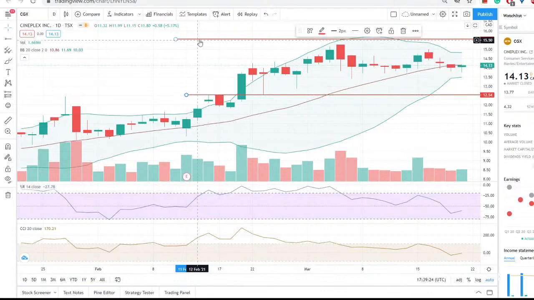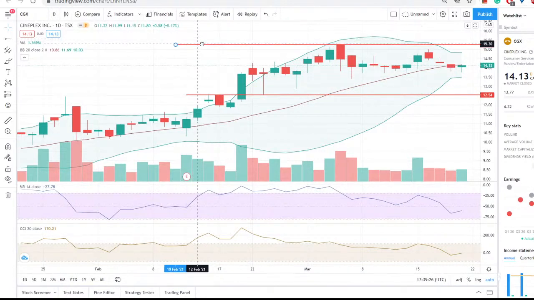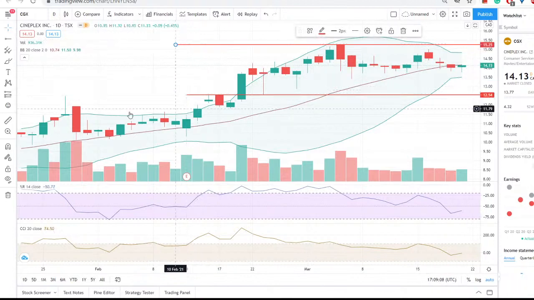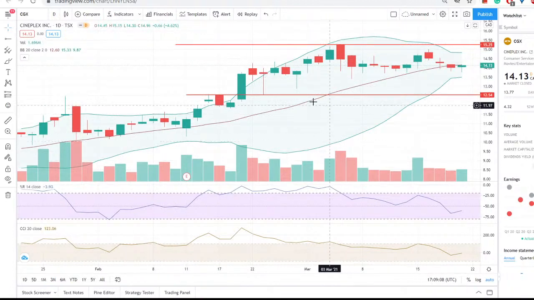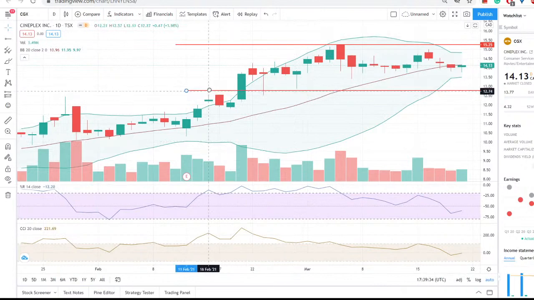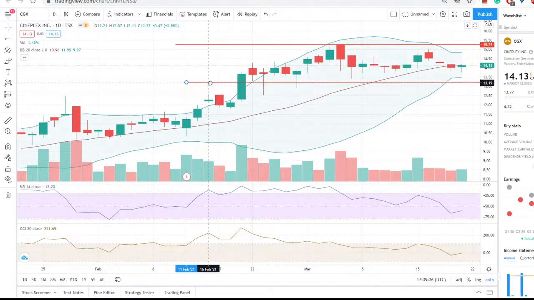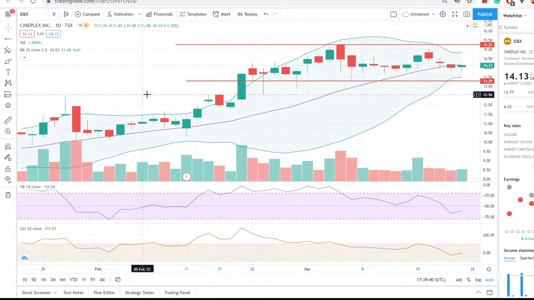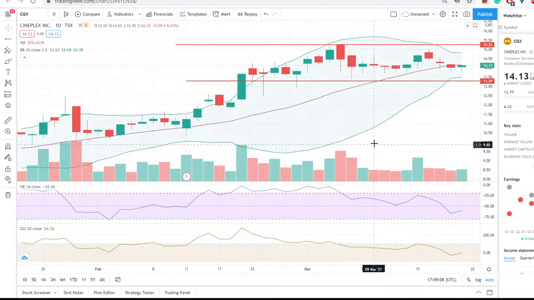Shall I make it a little further up? Yeah, take it up to 13, because that will be a touch of 13.25 also. Yeah, that's 13.25. That's it. 13.25 and 15.25 is the box it is moving in and out.